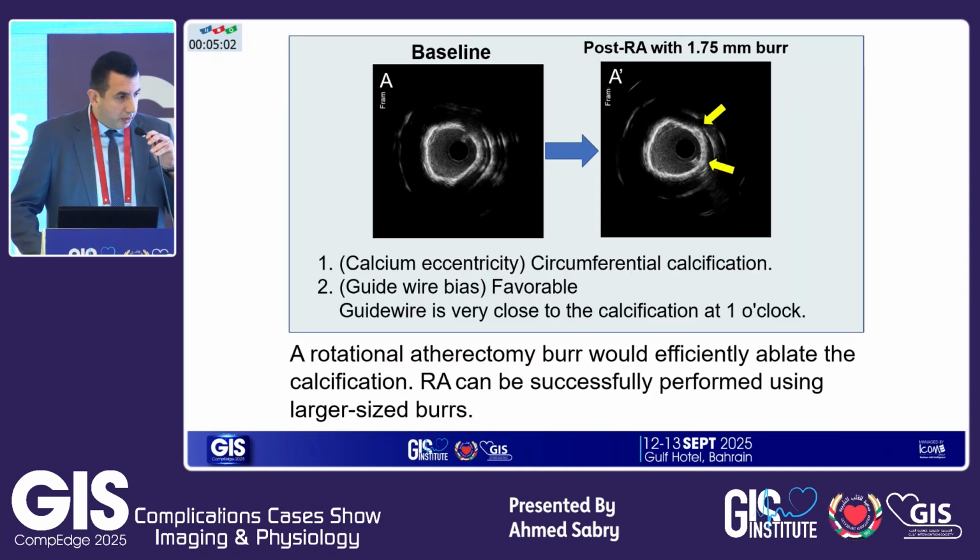For the guide wire bias, we have the calcium here, as we show in the slide, superficial calcium, and we have eccentric circumferential calcium. The guide wire bias is variable, and the guide wire is very close to the calcification, at 1 o'clock. So here atherectomy with wire bias is efficient to ablate the calcification, successfully performed using a large size burr.